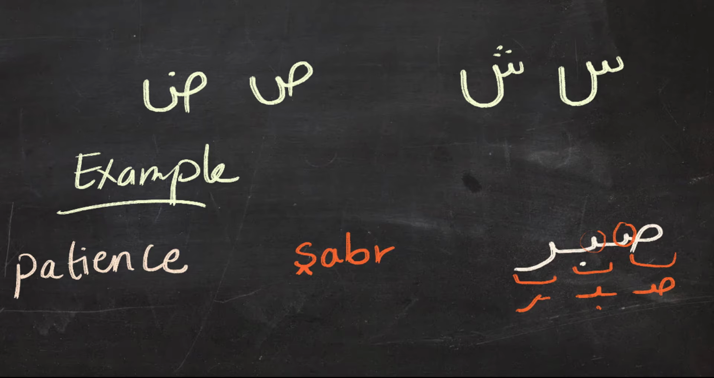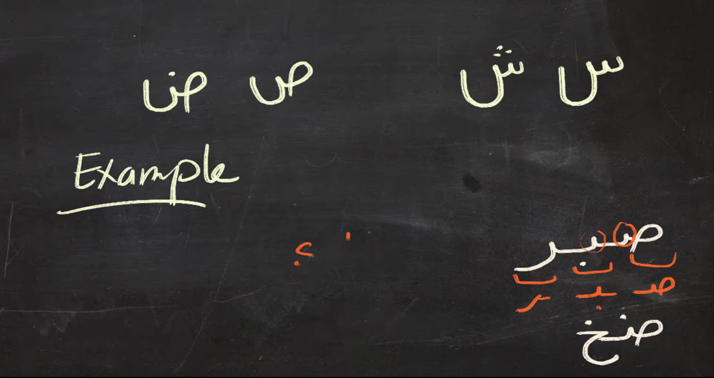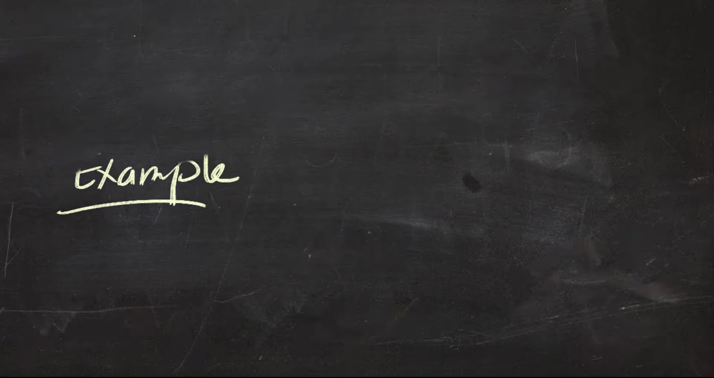Next up is the word dakh. And dakh is written like that in English. And I'm using this D symbol to distinguish the D and the da. And dakh means pump.